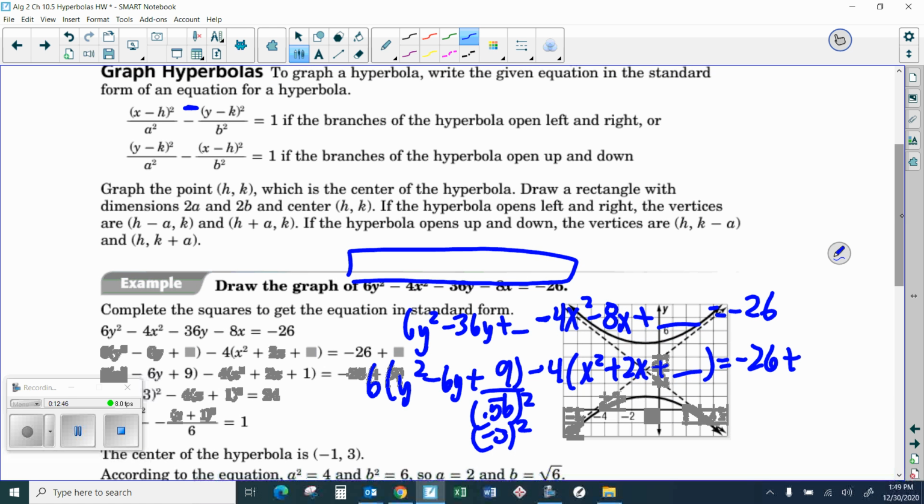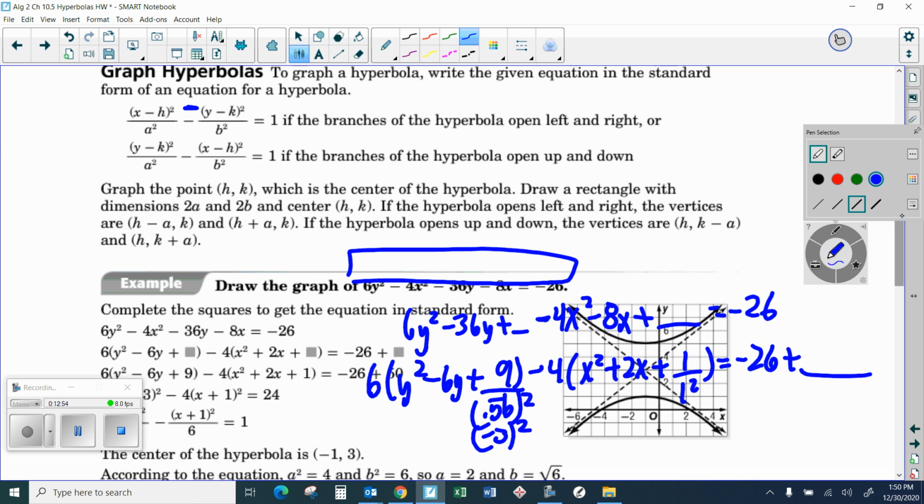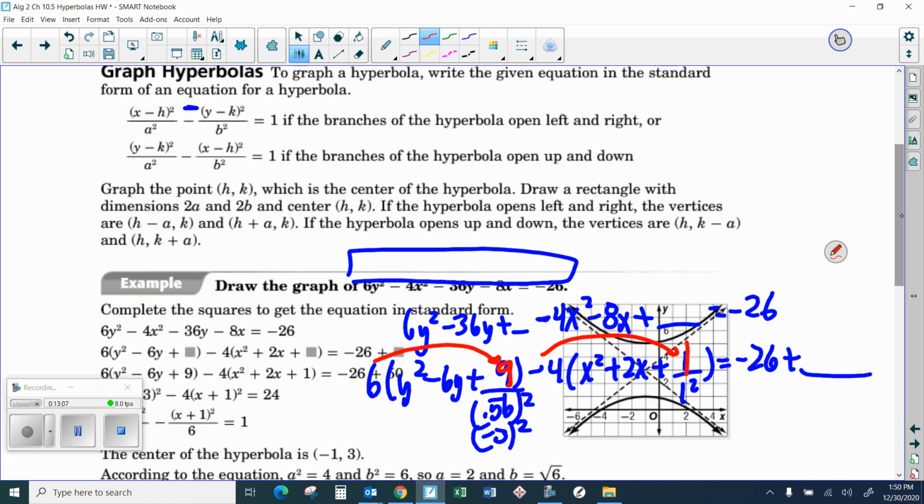Okay, so half of 2 is 1, squared is 1. Let's change those colors so we see those better. 1 and 9, but don't forget, I really added 54, but then don't forget right here, this is negative 4 times 1, so it's really subtracted 4. So 54 minus 4 is 50, so I really added 50. And 50 minus 26 is 24.